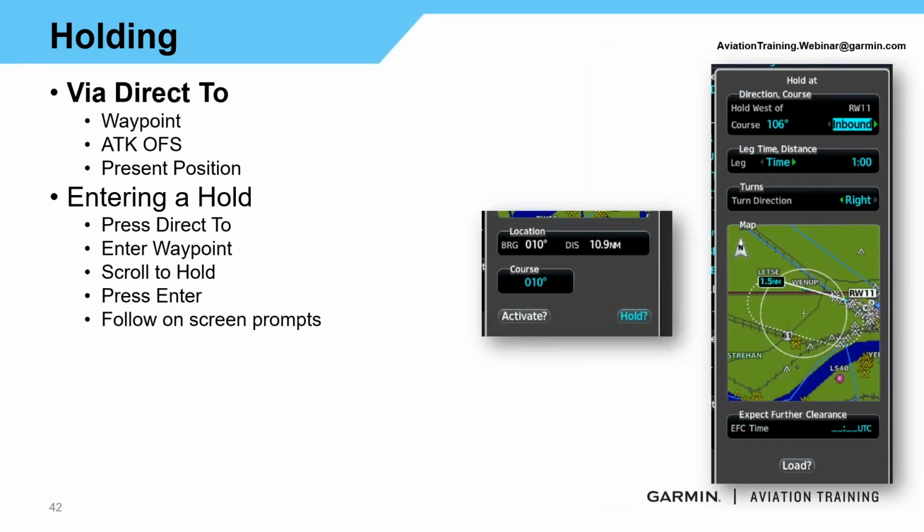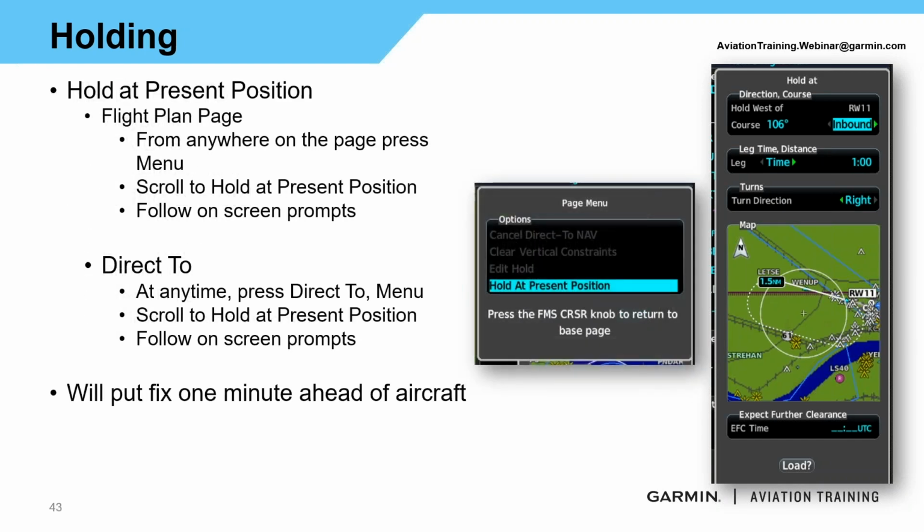We can also do the same thing as a GTN, hold via the direct to, and just type in all that information with the big knob and little knob. We also have that hold at present position, either via the direct to menu or the flight plan menu. So I can just press the direct to button and then press menu, and it'll bring up the image on the left. On the flight plan page, we just press menu as we saw earlier, and we have the option to hold at present position.